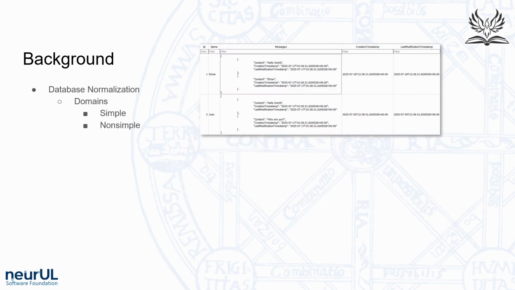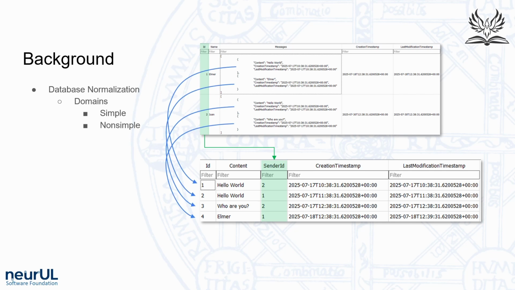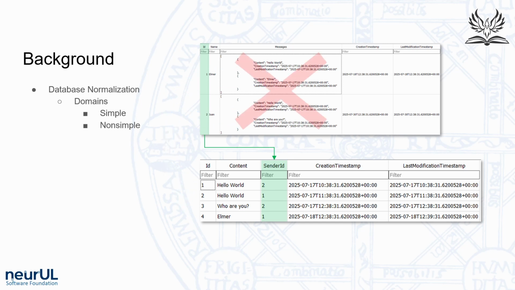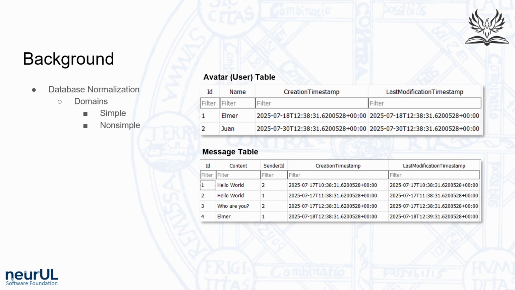To transform this table so that it complies with the first normal form, we create another table called messages, wherein we insert the primary key from the parent table and transfer the non-simple domain messages as four separate records with the corresponding columns. Then, in the parent table, we remove the transferred messages column, resulting in the normalized avatar table above and the new message table below. As we can see, both tables now contain only simple domains and are therefore compliant with the first normal form. Subsequent normal forms, for example, second normal form, third normal form, and so on, can then be used to normalize the database even further.